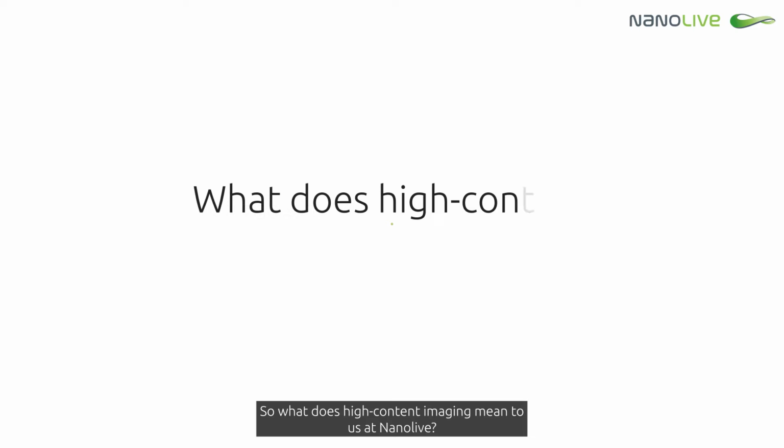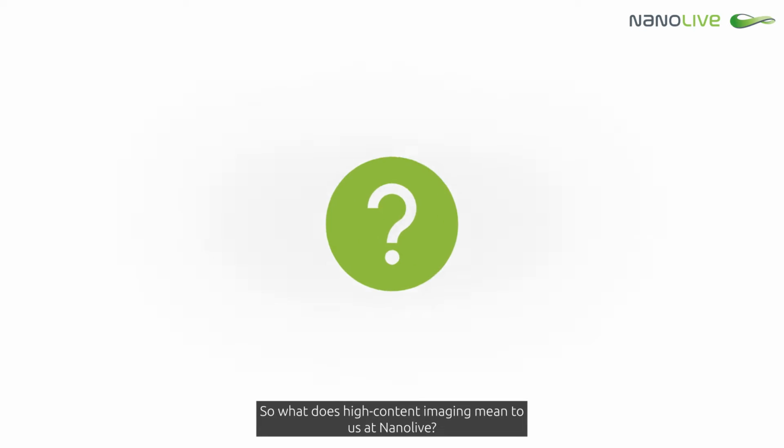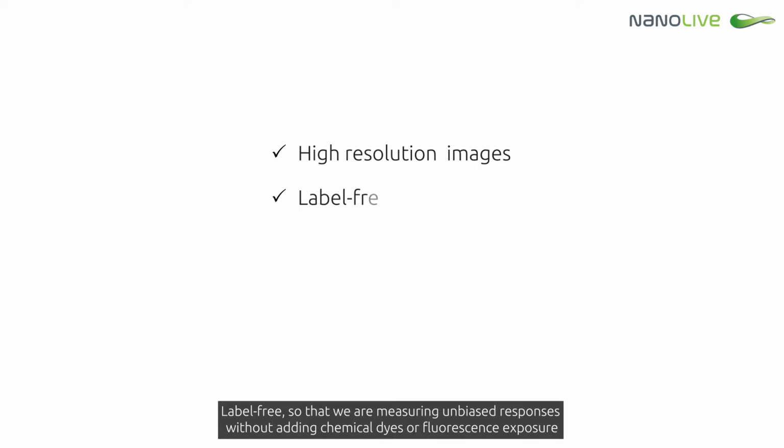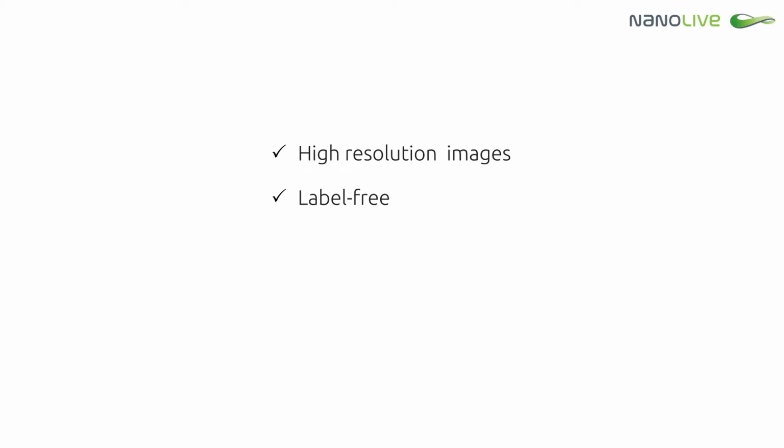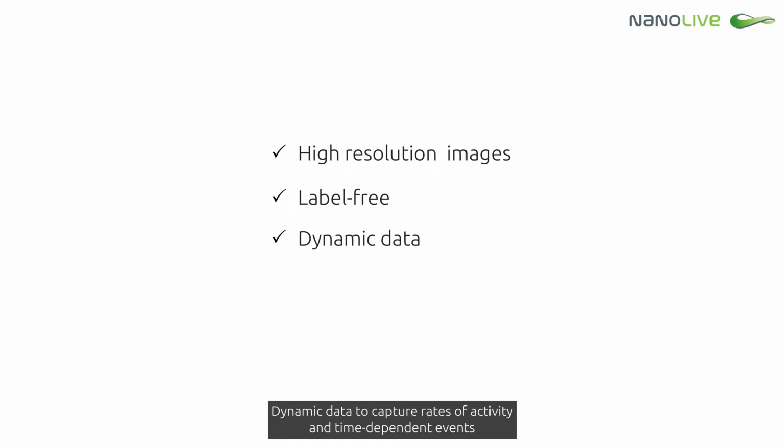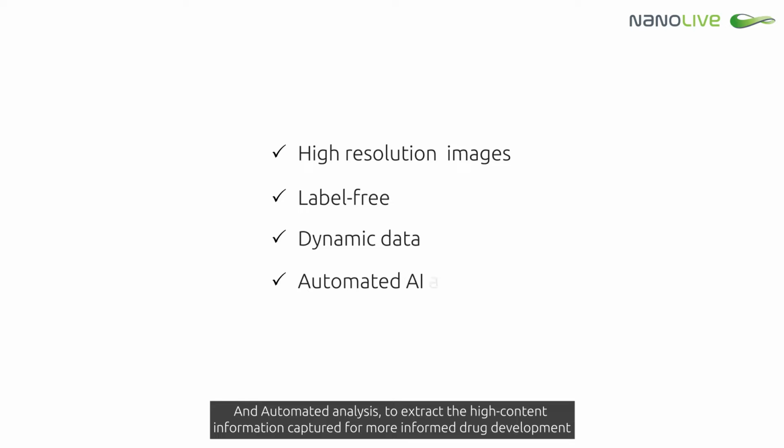So what does high-content imaging mean to us at Nanolive? High-resolution images to allow us to measure fine details. Label-free, so that we are measuring unbiased responses without adding chemical dyes or fluorescence exposure. Dynamic data to capture rates of activity and time-dependent events, and automated analysis to extract the high-content information captured for more informed drug development.